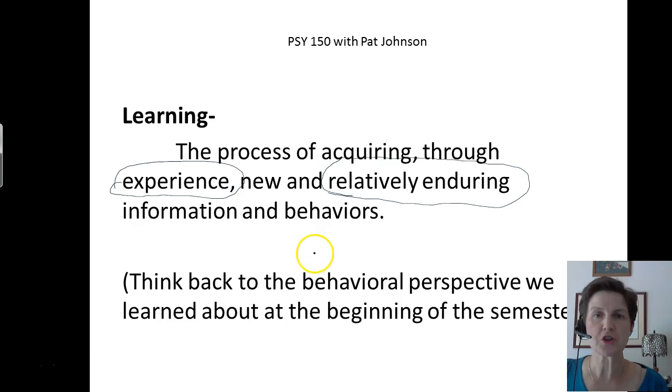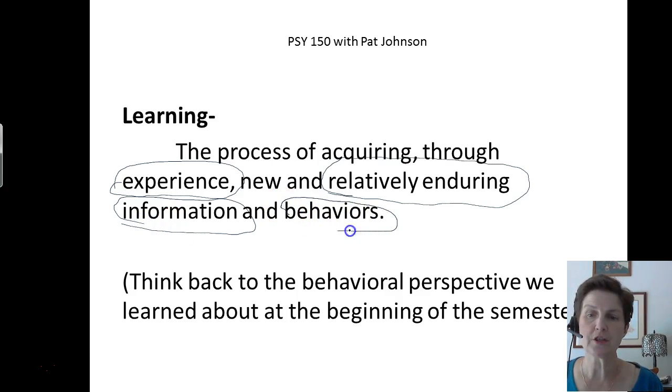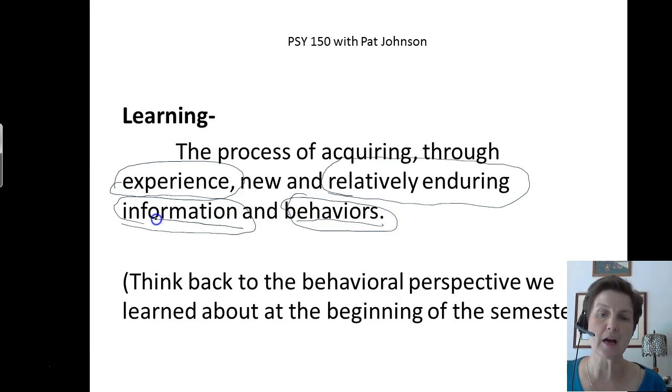And that's why we put this chapter and the next chapter, the chapter on memory, together, because learning and memory go hand in hand. And you'll see just how horrible it is in the memory chapter when we have somebody who can learn, but they can't remember anything. So, the process of acquiring through experience new and relatively enduring information and behaviors. So it's not just what we know, it's not just what we do, but it's both. It's both acquiring new behaviors and gaining knowledge. So that's our definition of learning.